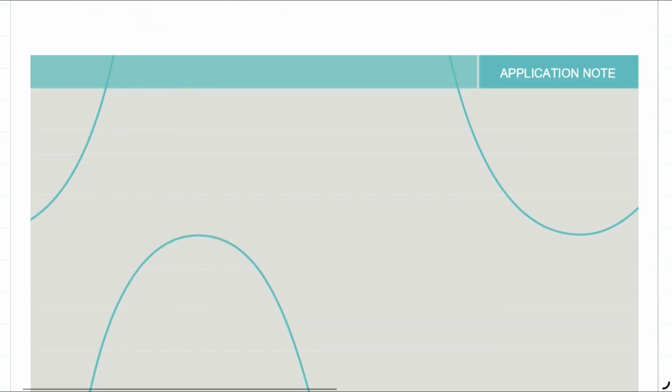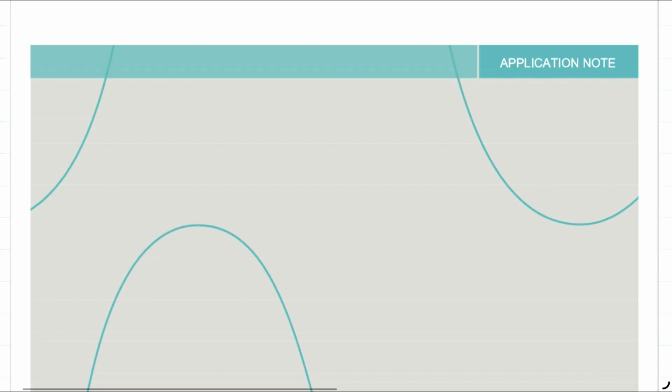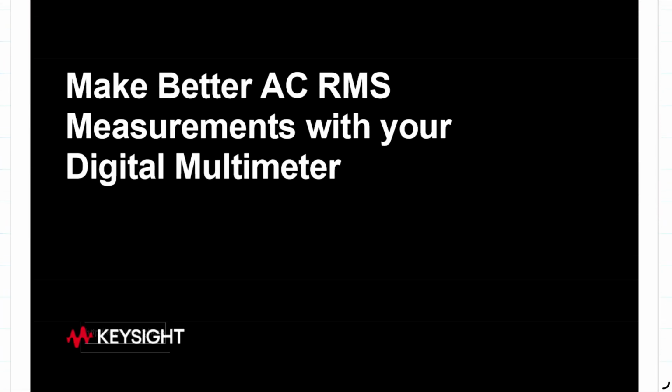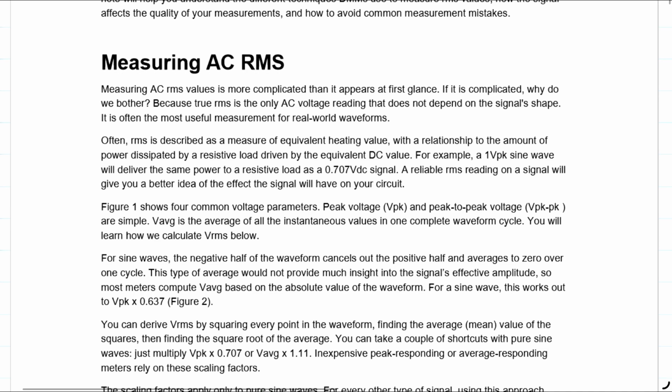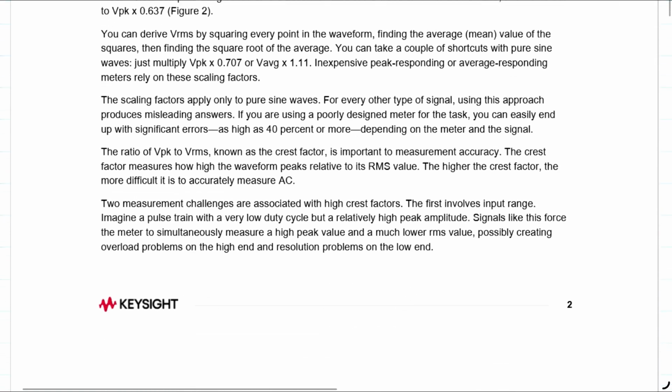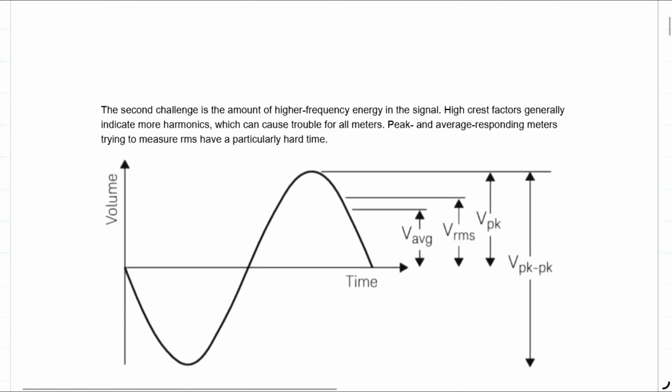This time, let's look at this application note from Keysight. It's a really good one: Make Better AC RMS Measurements with a Digital Multimeter. The introduction basically talks about what we covered in the first part: the definition of RMS and how to do that.